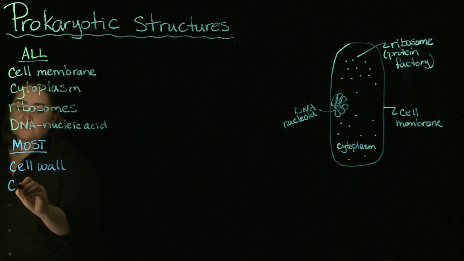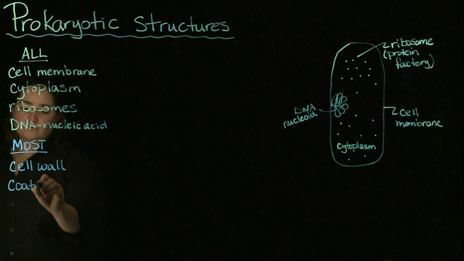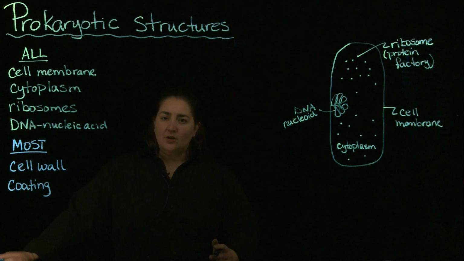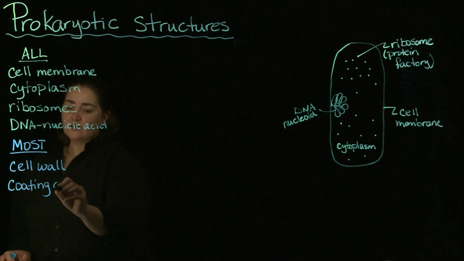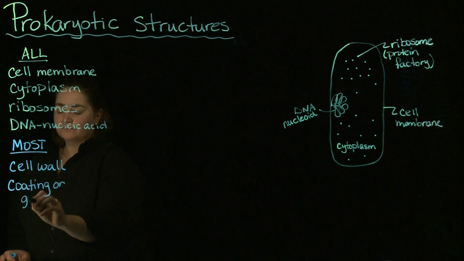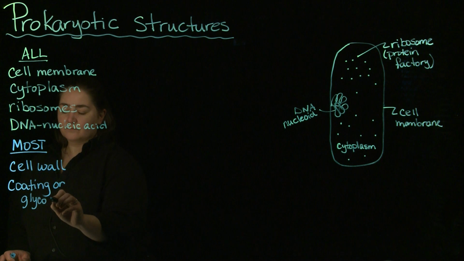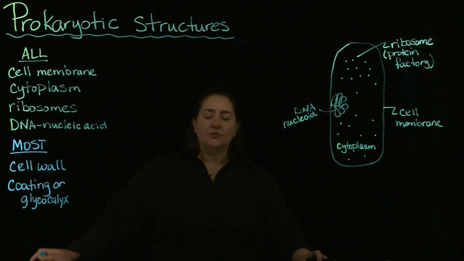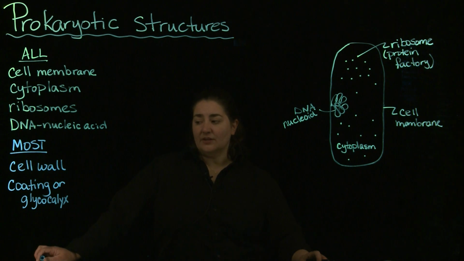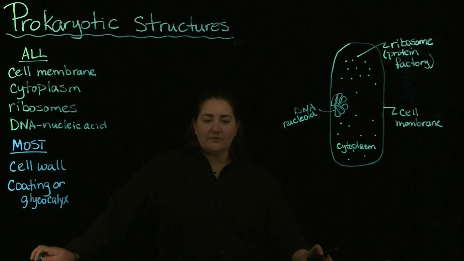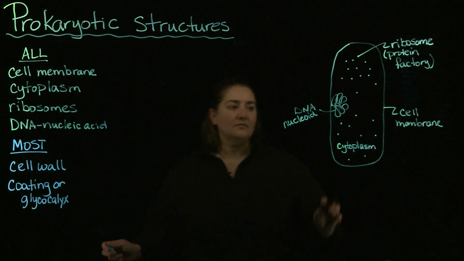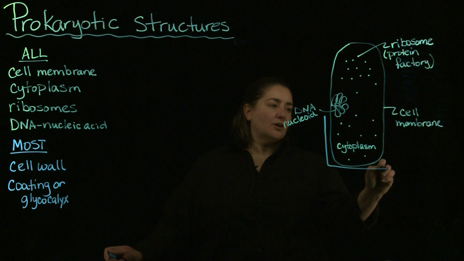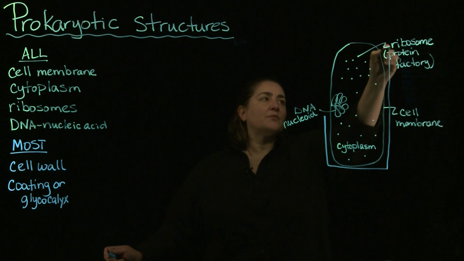Most bacteria are going to have a coating of some sort. In terms of that coating, you'll sometimes see that referred to as a glycocalyx. So in terms of our cell wall, it is going to surround our plasma membrane or our cell membrane.